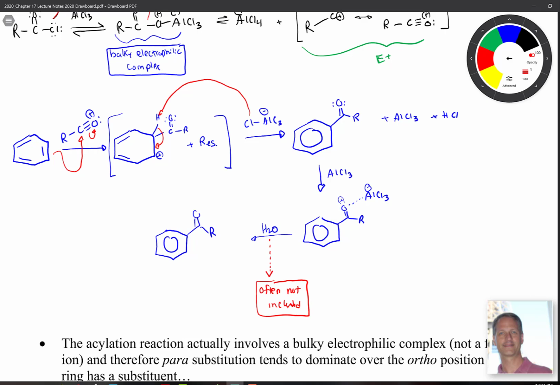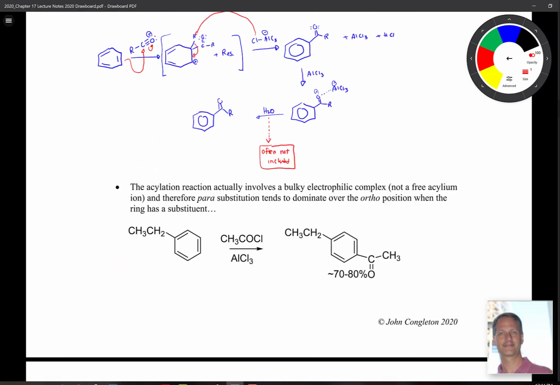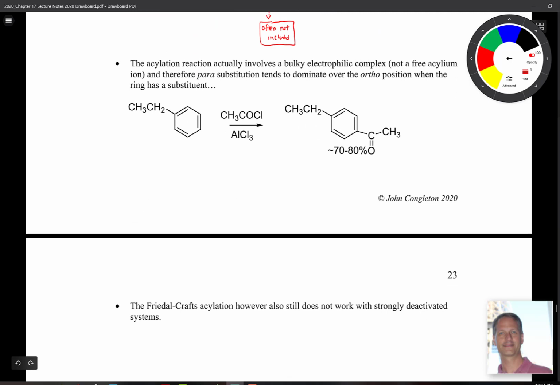Now, this reaction puts a deactivating group on our ring. Now, the other thing to point out here is that this acylation reaction involves this electrophilic complex, not typically a free acylium ion. Because it's large, typically we see para positions predominating, because it's that bulky electrophilic complex. And the last thing to point out is that just like alkylation, it doesn't really work well with deactivated systems.